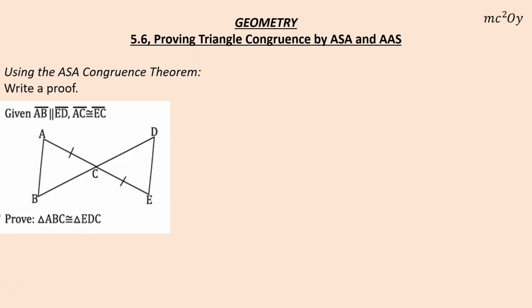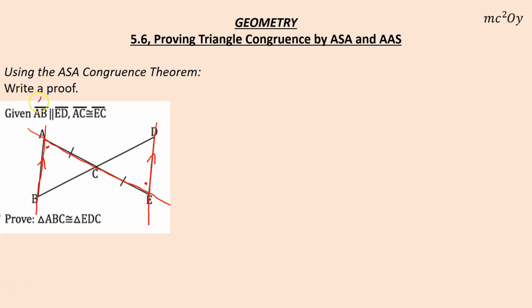Let's complete some proofs. Using the angle side angle congruence theorem, write a proof. Given AB is parallel to ED and AC is congruent to EC. So when I'm looking at this, if I think through my proof first, there's AB, there's ED, those are parallel lines. Anytime you have parallel lines, always trace your transversal. So there's one transversal. That means that angle A is congruent to angle E.